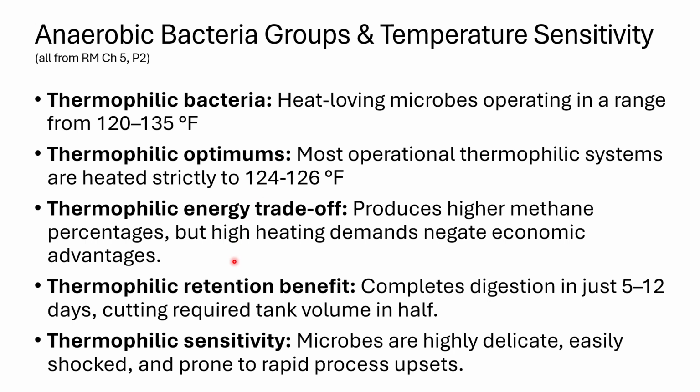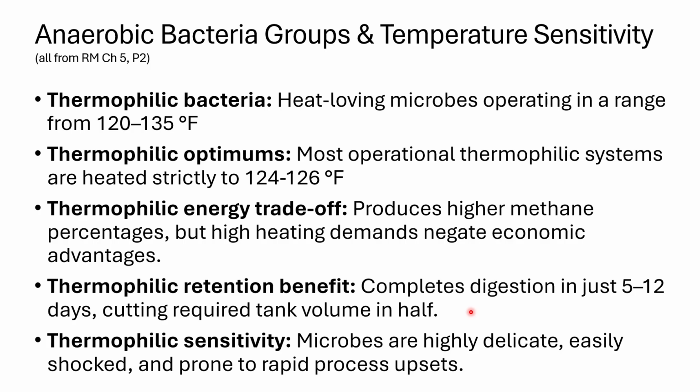So there's a trade-off here. We can produce higher methane percentages than we did using the mesophilic bacteria. But here's the thing: we've got to heat the digester to this range. So we're pouring energy into heating, and that energy could have been used for cogeneration. With this high heating demand, we're really not going to get a lot of use out of the methane as far as cogeneration.